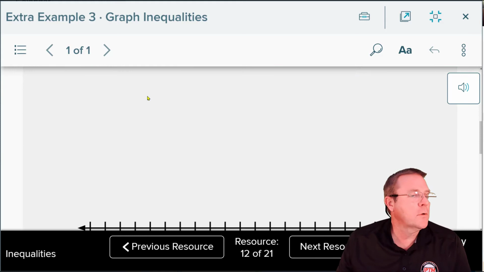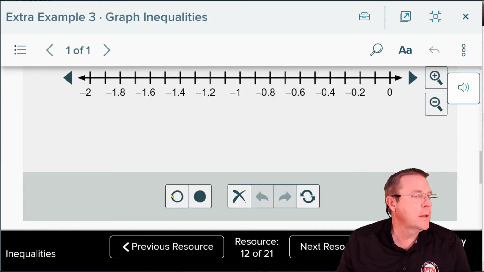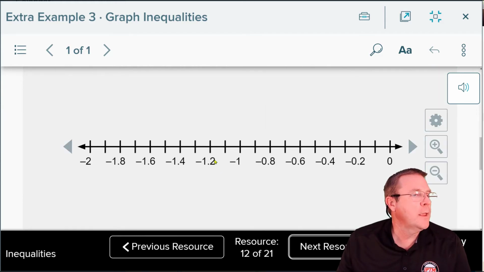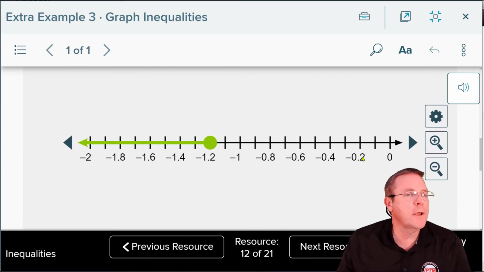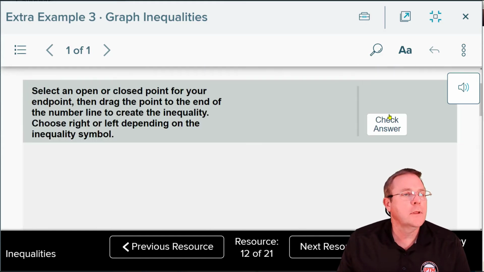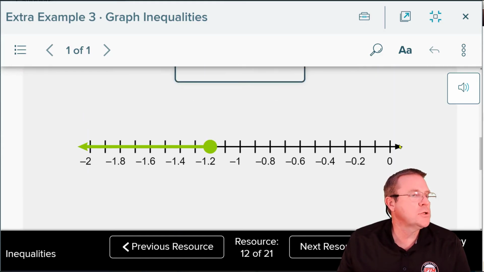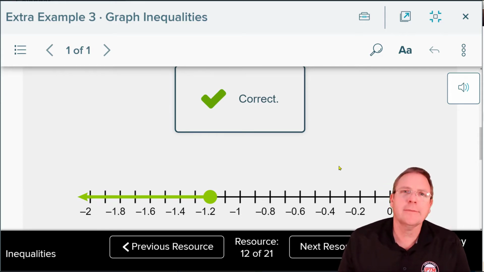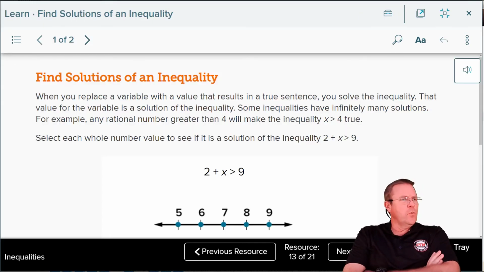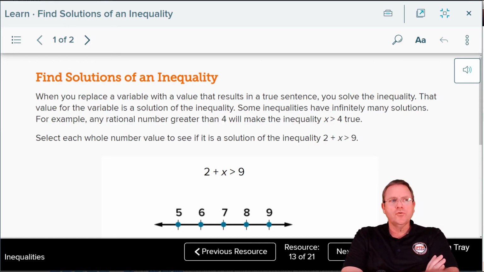left of it. So coming down here on my number line, I'm going to grab the closed circle, and at negative 1.2, I'm going to click and drag, and there's my graph of it. If I check it, it checks correct because I did the correct thing. Easy math. When you replace a variable with a value that results in a true sentence, you solve the inequality. The value for the variable is a solution of the inequality.